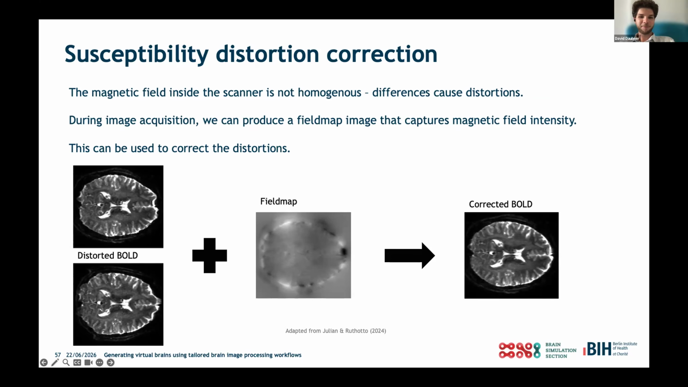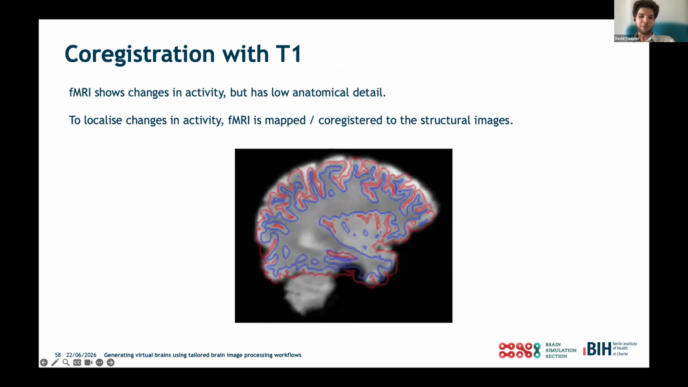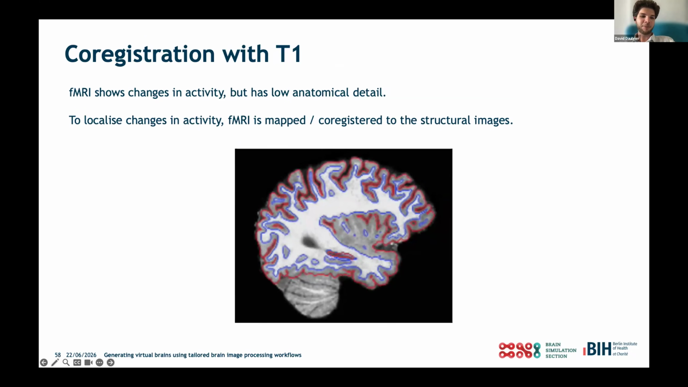Next slide, please. So the previous three steps satisfied some of the main assumptions necessary for successful statistical analysis. However, there are still some problems that need to be solved before we can proceed. And one of them is that fMRI shows us changes in activity, but it has low anatomical detail. And therefore, if we want to localize where the recorded changes in activity are happening within the brain, we first need to map the functional image onto the structure image. This is called co-registration.